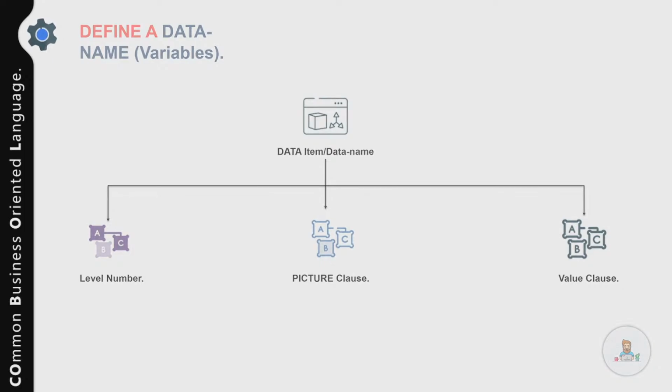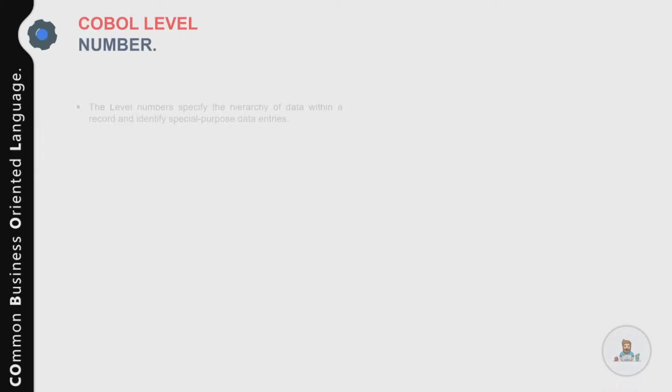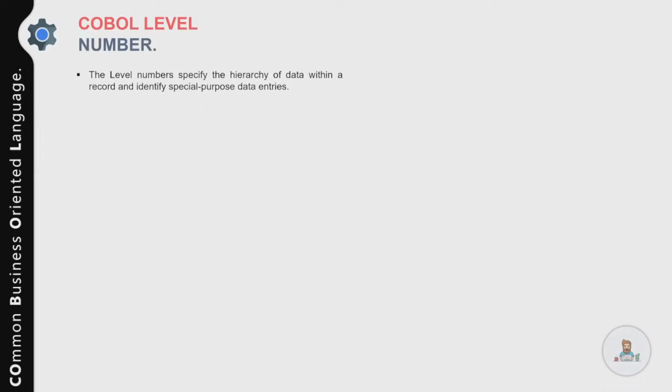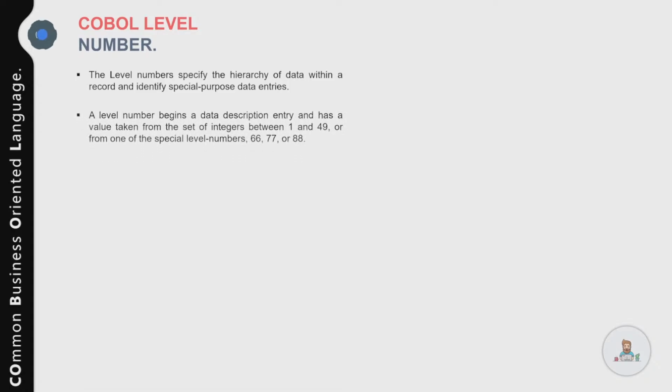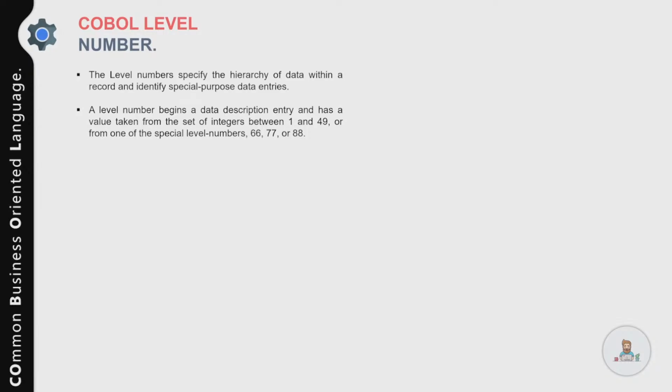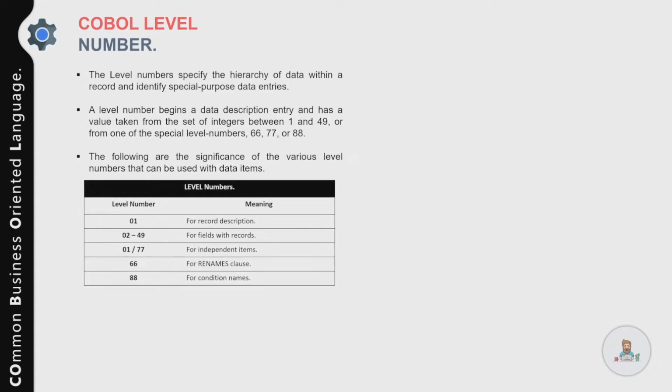Now let's talk about level numbers in COBOL. So by definition, the level numbers specify the hierarchy of data within a record, and they also identify special purpose data entries. A level number begins a data description entry and has a value taken from the set of integers between 1 and 49, or from one of the special level numbers, that is 66, 77, or 88. The following are the significance of the various level numbers that can be used to define a data item.